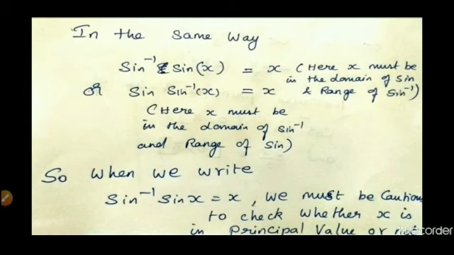If that is the case, then sine and sine inverse will cancel each other and you will get the answer as x. That is, cancel each other in the sense, what does it mean? The composition of sine and sine inverse will give you the identity function. Clear? So, if we have to cancel a function and its inverse function, then we have to be very careful to see whether x is in the principal value or not. You have to check whether x is in the principal value.